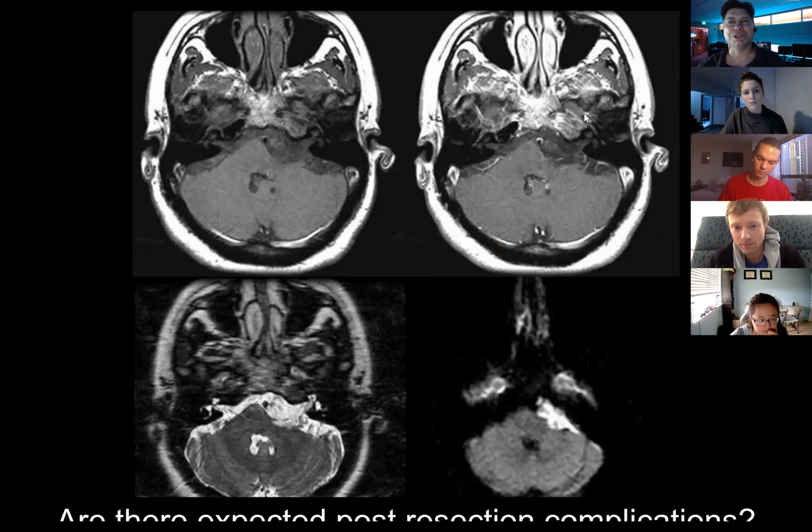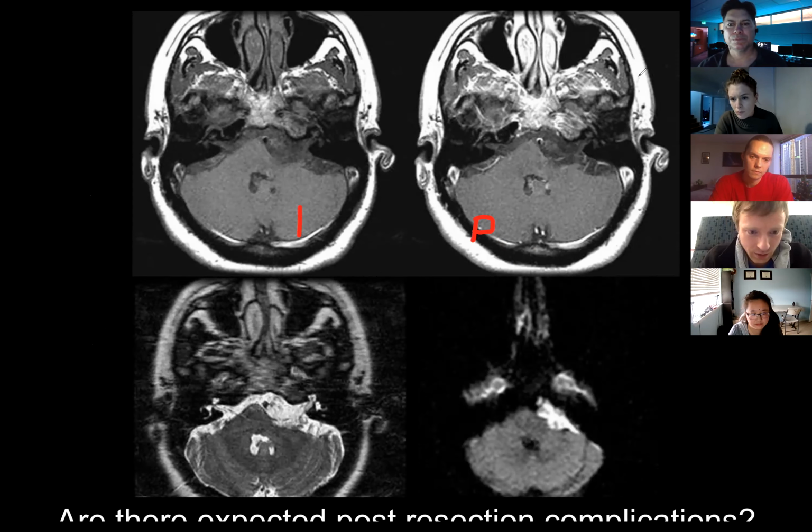Okay. Next case. I'm looking at axial MR through the posterior fossa. Upper left is a T1 pre. Next to it is a post. Below, on the bottom right, is a DWI, and on the left, a T2. Yep.